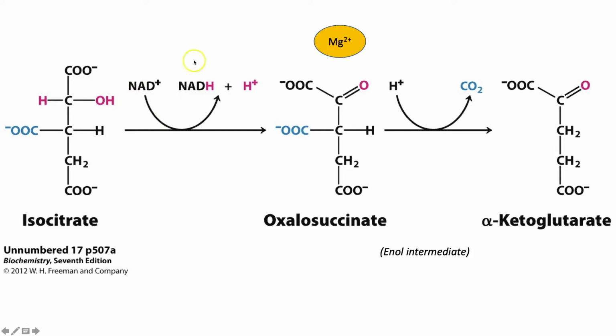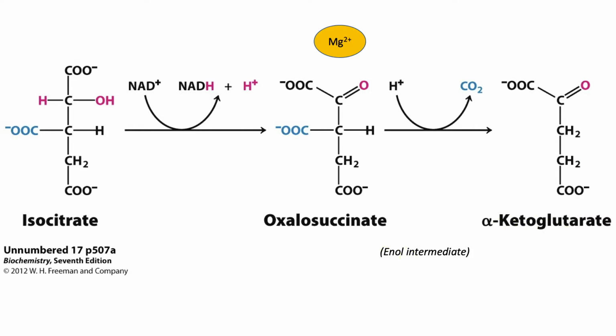So that's awesome. We've reduced NAD plus. And then we're going to pull off this carbon dioxide here. So that's pretty cool. We're left with α-ketoglutarate. The intermediate form is called oxalosuccinate. Sorry, so many words. In between the oxalosuccinate and the α-ketoglutarate, you form an enol intermediate. And we know enols are not the preferred form. We prefer the keto form, hence why this is α-ketoglutarate.